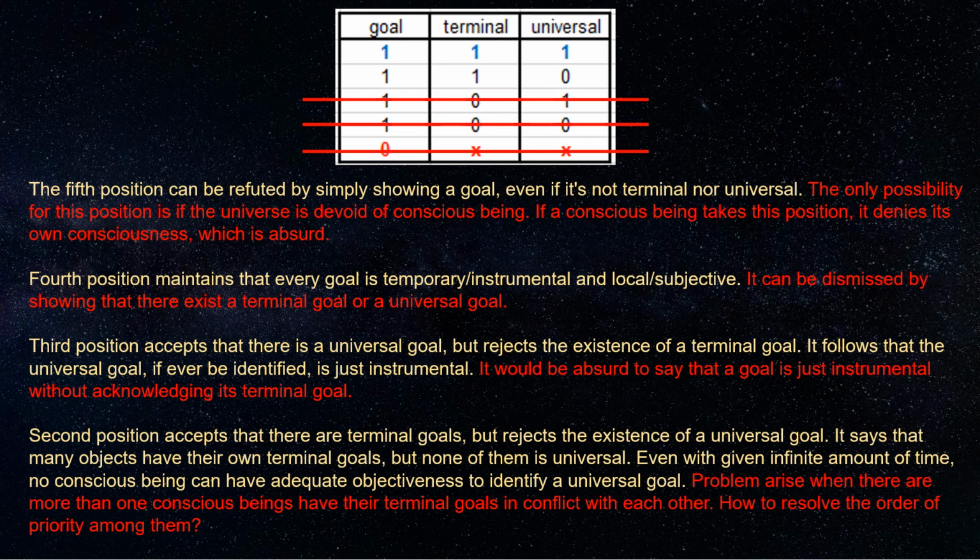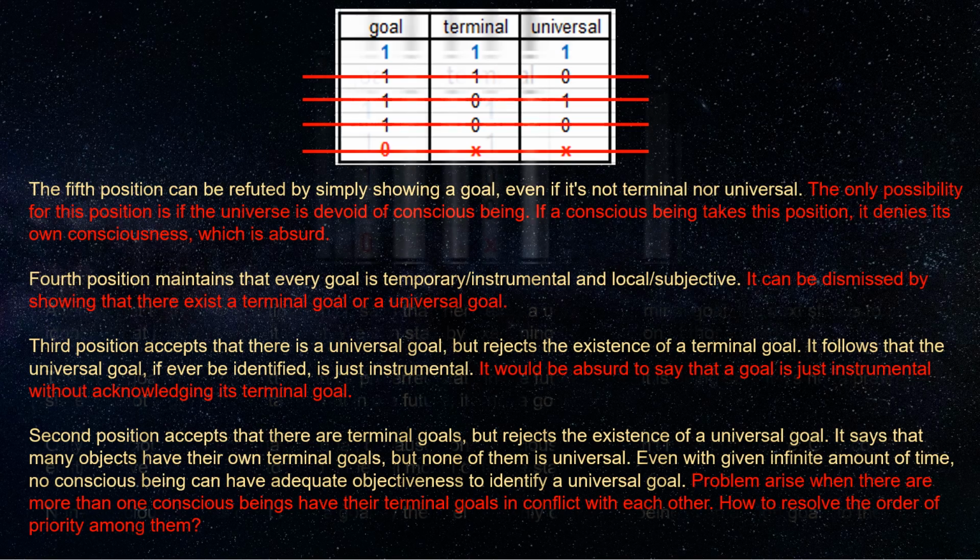Second position accepts that there are terminal goals, but rejects the existence of a universal goal. It says that many objects have their own terminal goals, but none of them is universal. Even with given infinite amount of time, no conscious being can have adequate objectiveness to identify a universal goal. Problem arises when more than one conscious being has terminal goals in conflict with each other. How to resolve the order of priority among them.